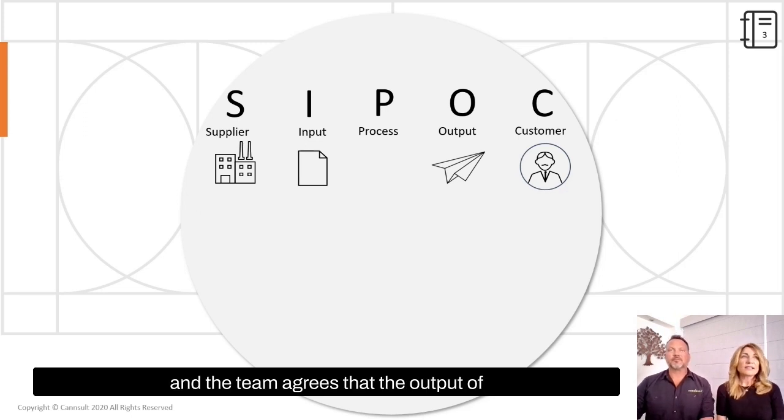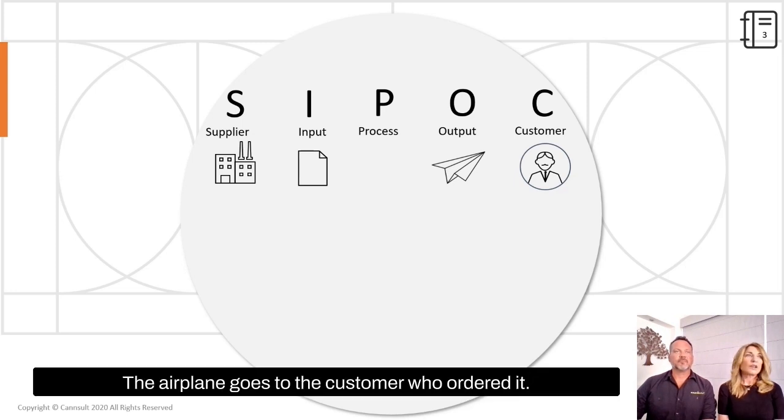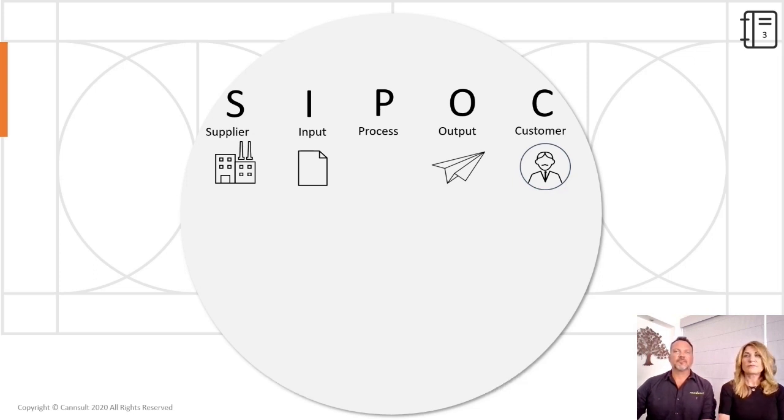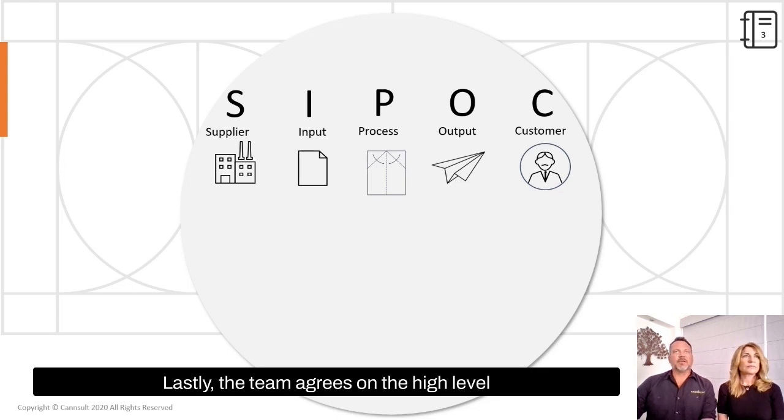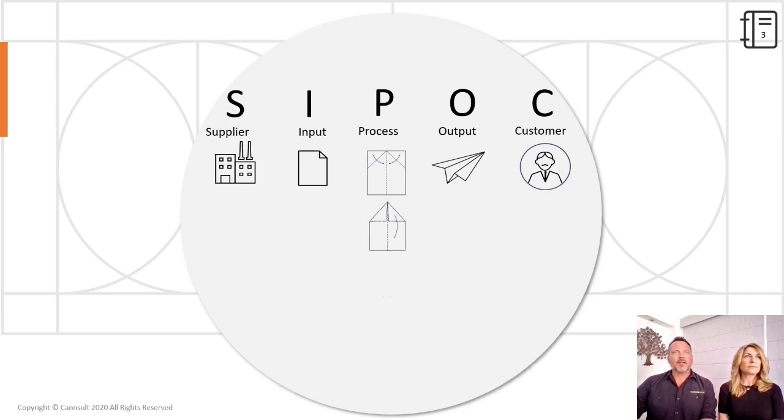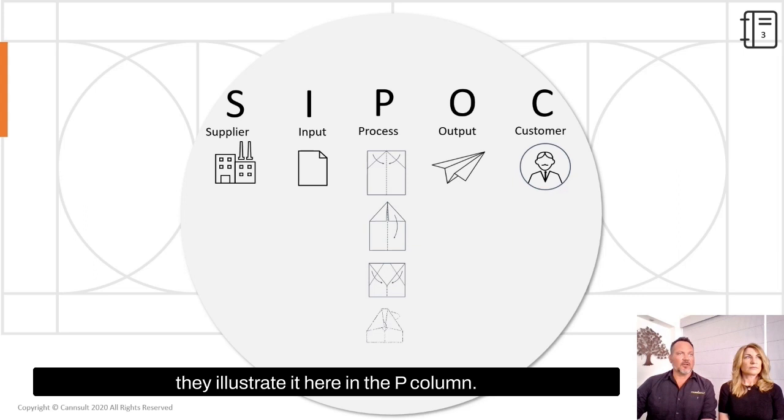And the team agrees that the output of the process is a finished paper airplane. The airplane goes to the customer who ordered it. The process starts when we receive our plain paper. That's our input. And it comes from the paper factory. That's the supplier of the input. Lastly, the team agrees on the high-level steps that it takes to turn that plain piece of paper into a completed airplane. And they illustrate it here in the P column.